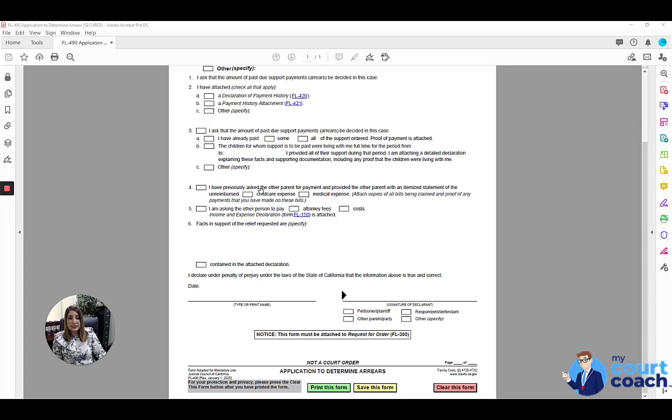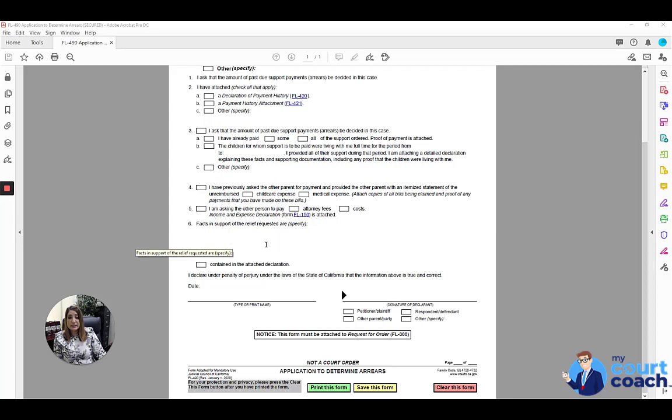If you are asking the court to pay you attorney fees and costs because you believe the other parent owes you past due support, then go ahead and mark box 5. And then just know that you also need to file concurrently with this an income and expense declaration. That's your form FL-150. Any other facts you want to provide in support of the relief requested, go ahead and list those in item 6.